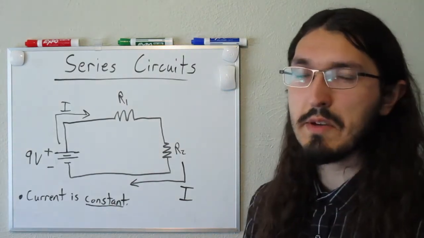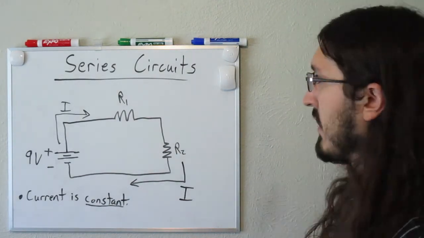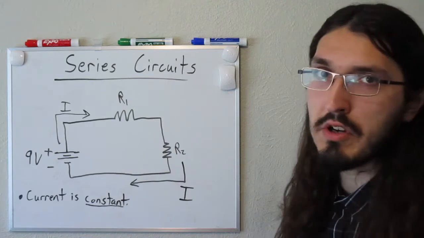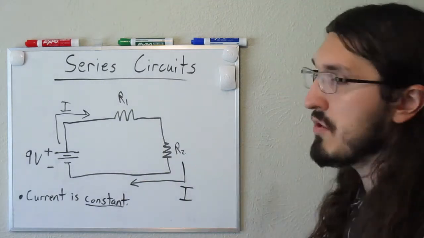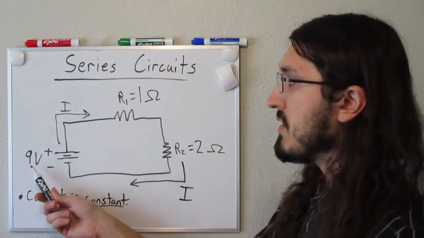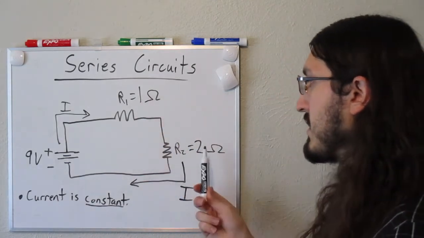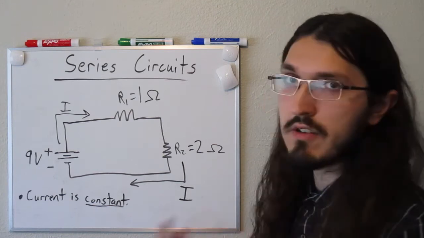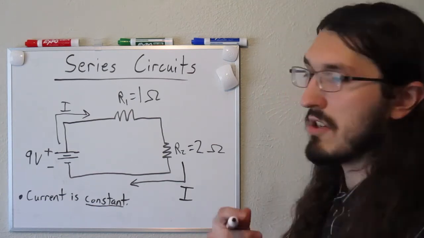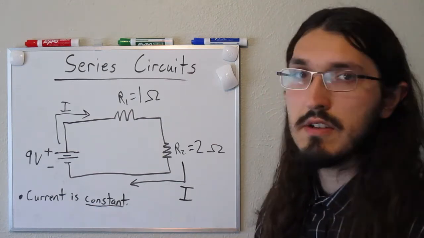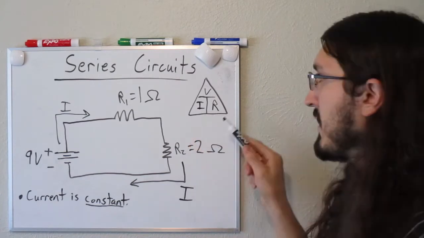Okay, the next thing I want to talk about is resistance for a series circuit. Let's say this first resistor is a 1 ohm resistor and the second resistor is a 2 ohm resistor. Okay, so I know my voltage is 9 volts. I know my first resistor has 1 ohm of resistance, the second is 2 ohms. And if I want to find what the current is, I would use Ohm's law, which we discussed in the last video. This is that triangle I showed you in the last video for Ohm's law.